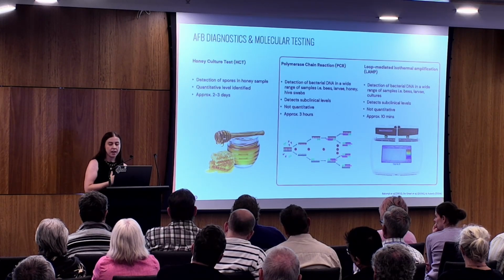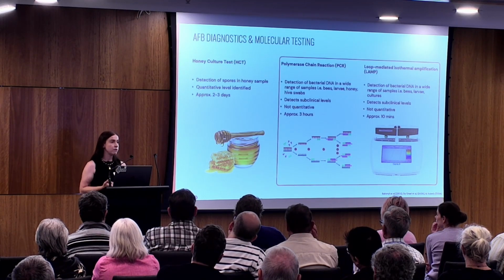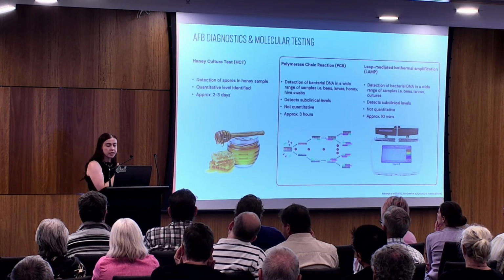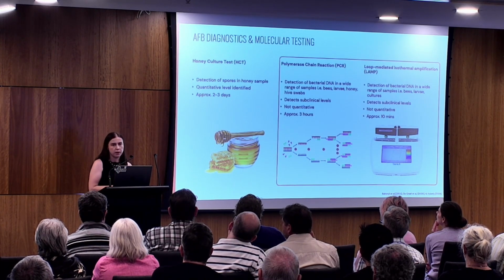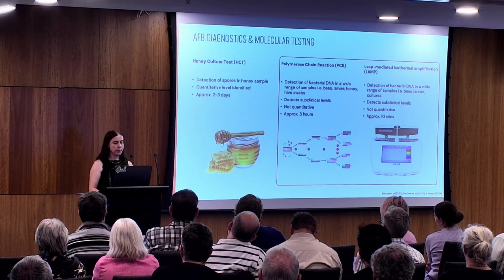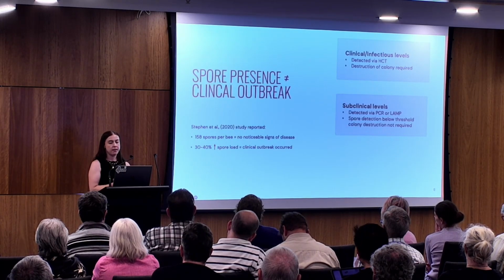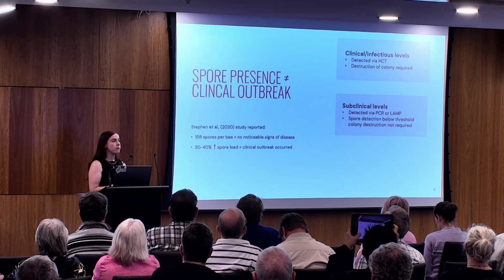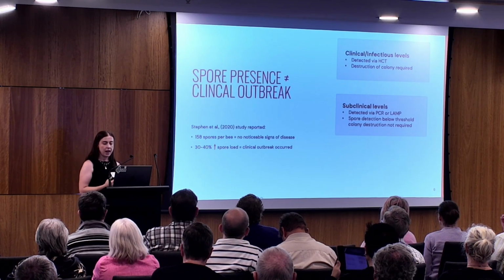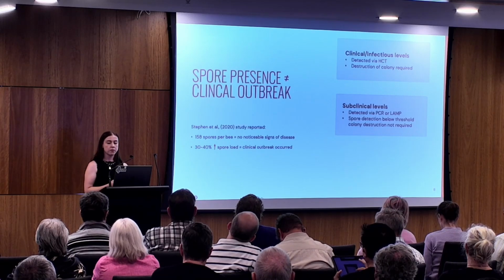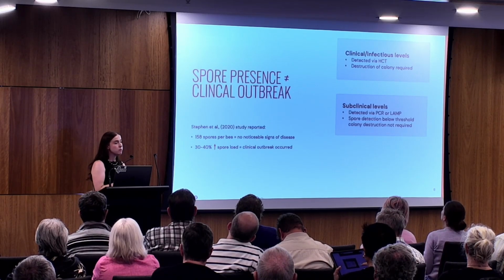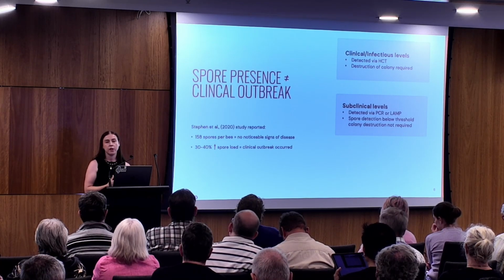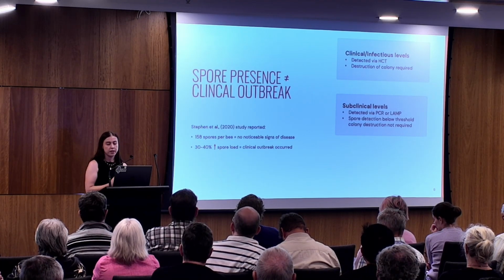But is this data telling us that there is currently a high level of outbreaks across Australia, or is this assay that was previously done just detecting those subclinical levels of infection? So it's really important to understand the difference between clinical and subclinical levels of infection. So clinical levels of infection are those that are found on a HCT, while subclinical levels involve those spores being present in the hive. However, it's not at high enough concentrations to produce a positive HCT result.